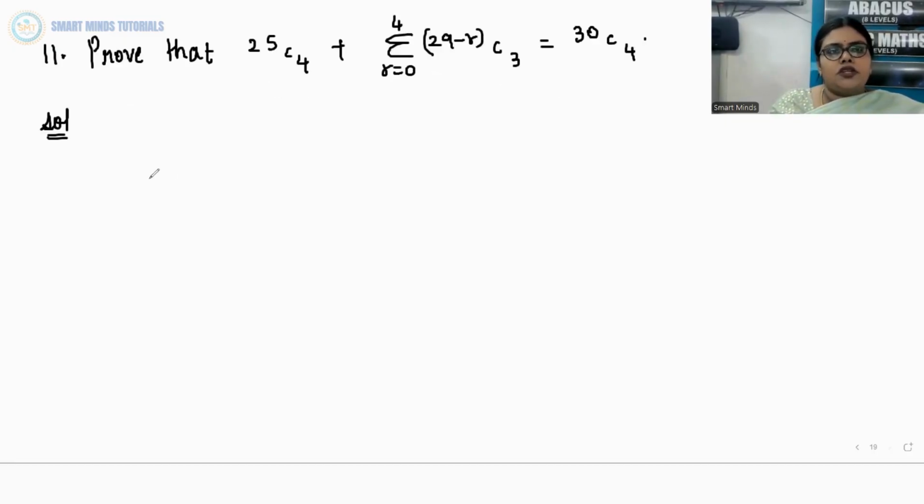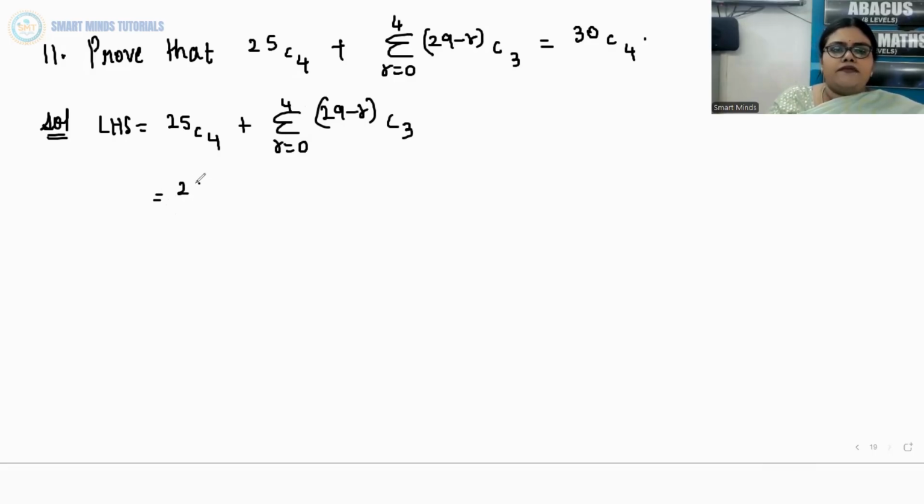Take the next question. This model is also very important. It is from permutation and combination. Prove that 25C4 plus sigma R equals 0 to 4 of (29 minus R)C3 equals 30C4. So first let us take the LHS. What is the LHS? 25C4 plus sigma R equals 0 to 4 of (29 minus R)C3.